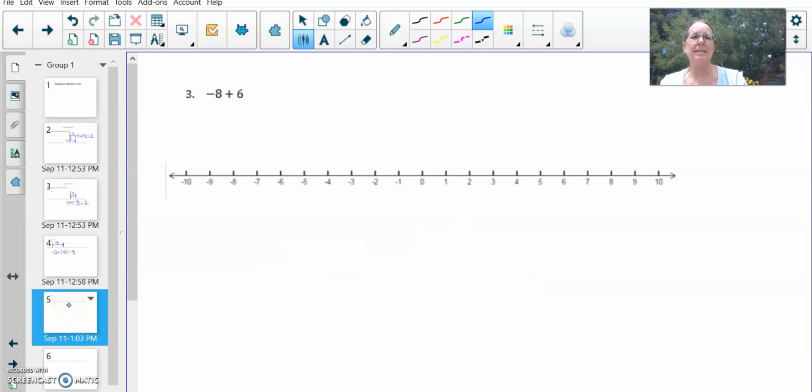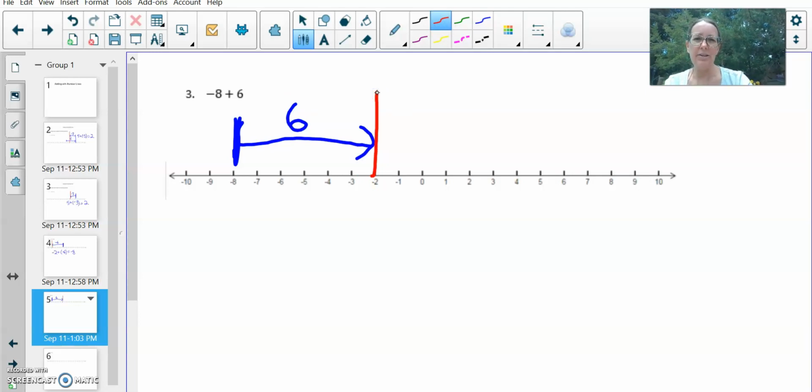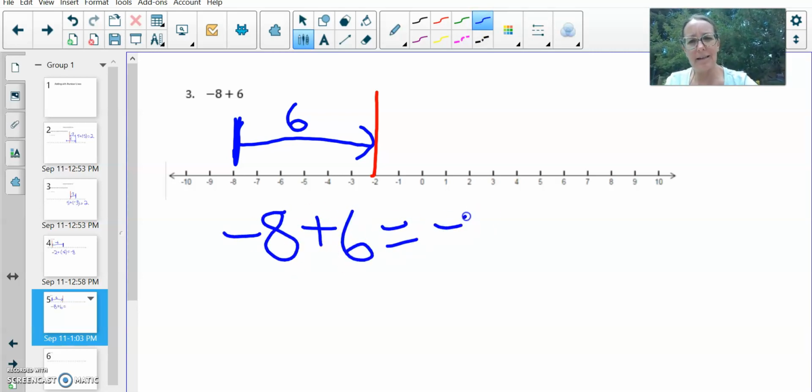-8 plus 6. So my arrow is going to start at that first number, -8. I'm adding to it a +6, so I'm going to the right 6 places, label that arrow 6. It takes me to my final answer, which in this case is -2. So my number sentence is -8 plus 6 equals -2.